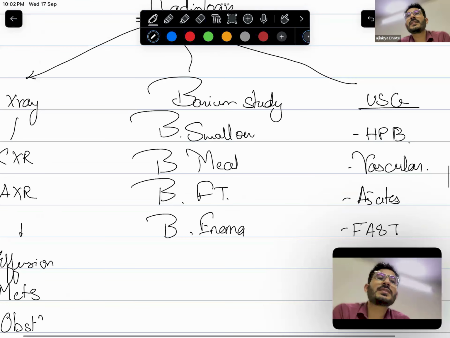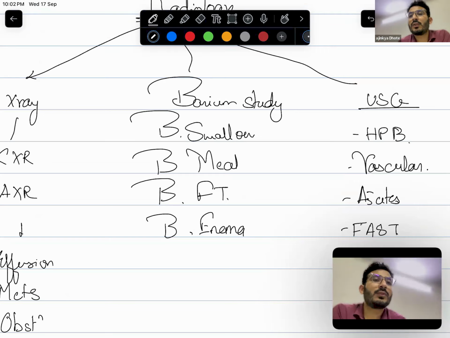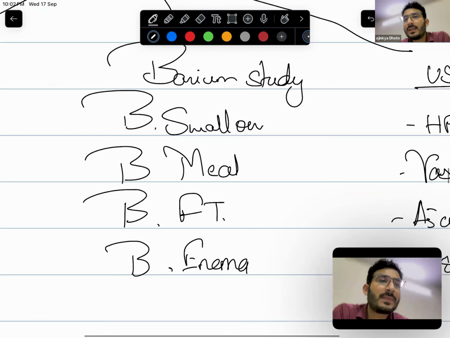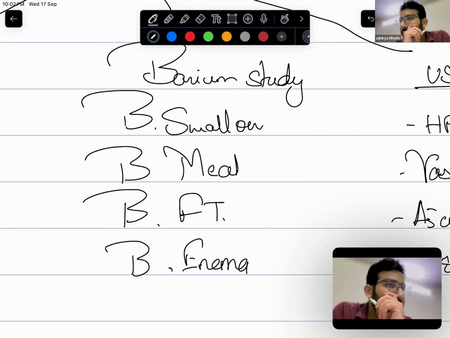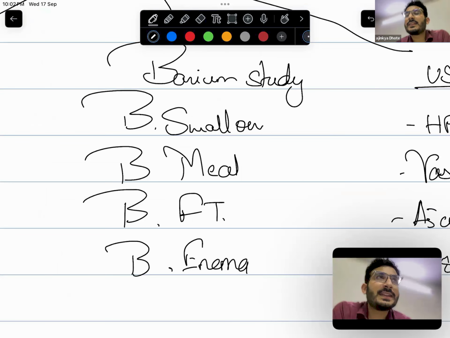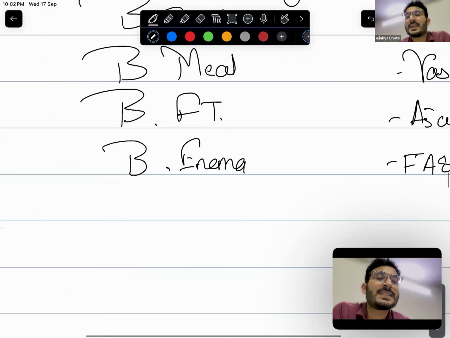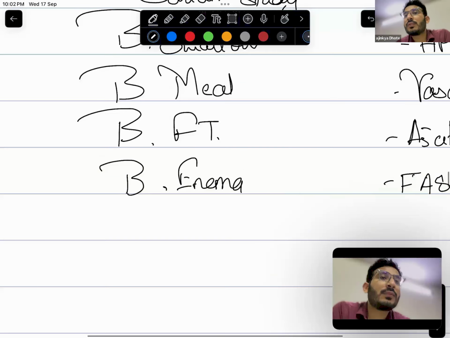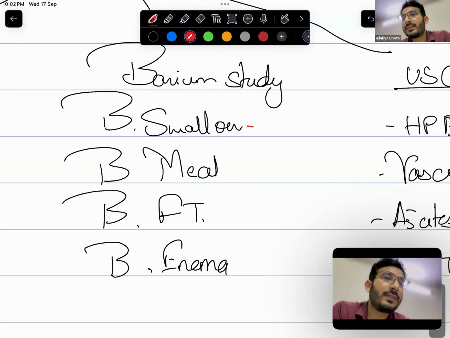Barium studies. Many times, many people get confused about the types of barium studies, so I want you all to understand this very clearly today. Barium swallow is something that is done instantaneously. You ask the patient to swallow and you take chest cuts. So barium swallow is for your esophagus.